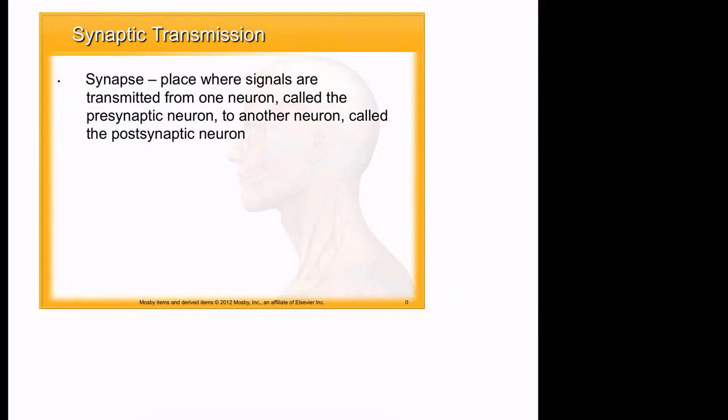The synapse, where one neuron ends and the next one begins, and there's a little space in between, all of that is called the synapse.